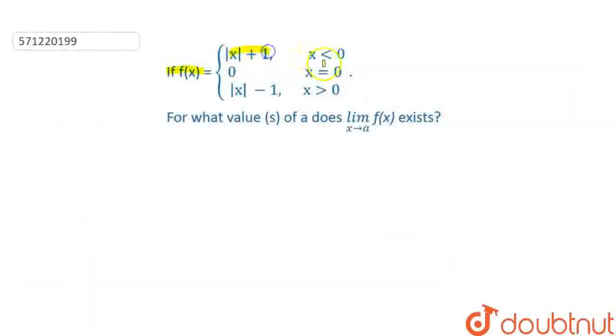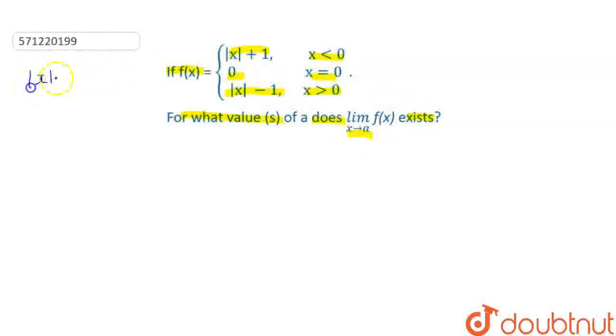If f(x) is equal to mod of x plus 1 when x is less than 0, 0 when x is 0, and mod of x minus 1 when x is greater than 0, for what values of a does limit x tends to a f(x) exist? So first let us understand about the function mod.